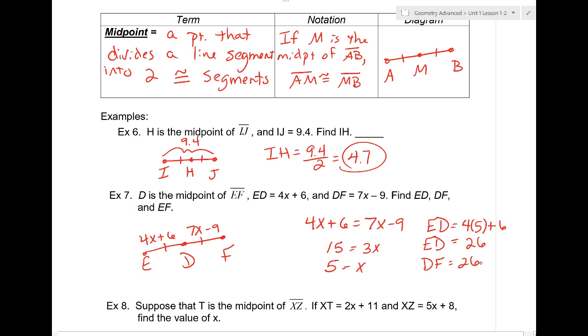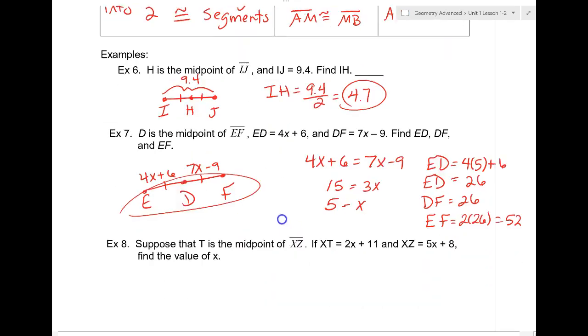All right, what do I know about EF? What's the whole? Notice I'm not plugging back in. No way. If I can just double it, go for it. Okay? Just don't put a bar with the equal sign. We're going to be good. All right? Try the next one.